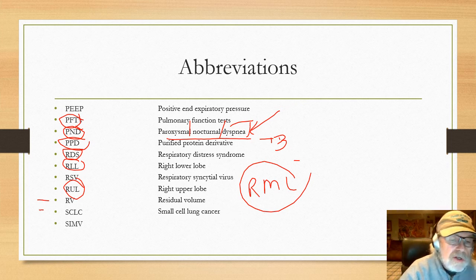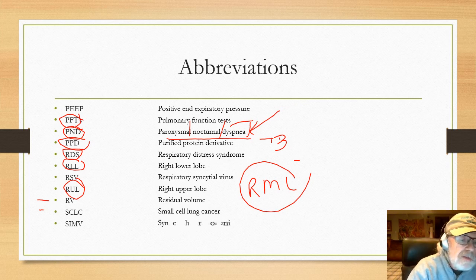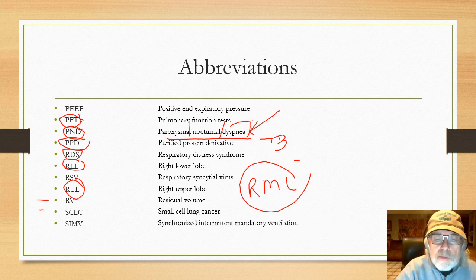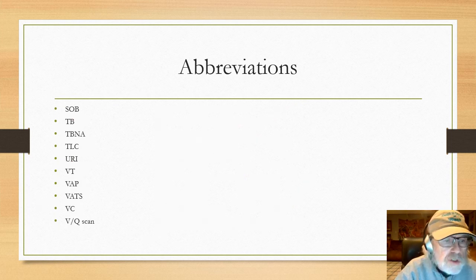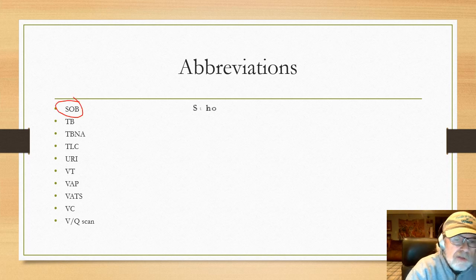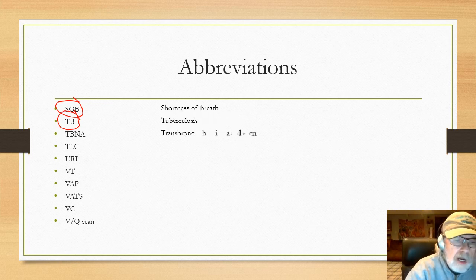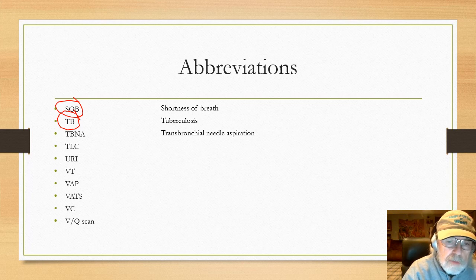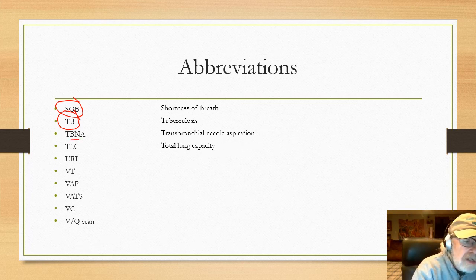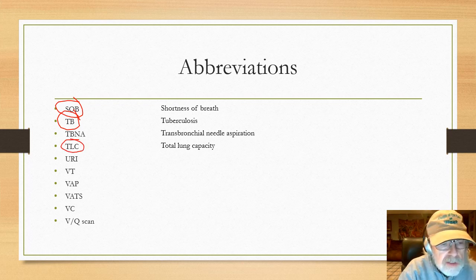SCLC, small cell lung cancer, again, the non-small and the small cell lung cancer that we talked about before. SIMV, synchronized intermittent mandatory ventilation, again, that's more of a respiratory therapy thing. SOB, shortness of breath, definitely know that one. That's a big one. Or your instructor, SOB. TB, tuberculosis, not a problem. TBNA, transbronchial needle aspiration, I don't think I'd care too much about that. TLC, total lung capacity. You might give them a little TLC, but this is actually total lung capacity.